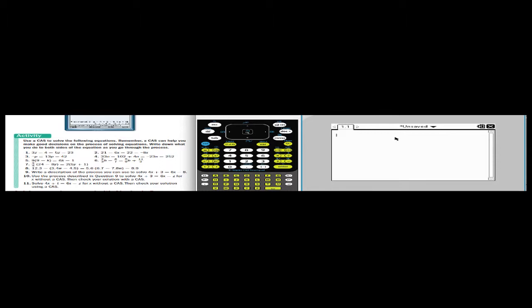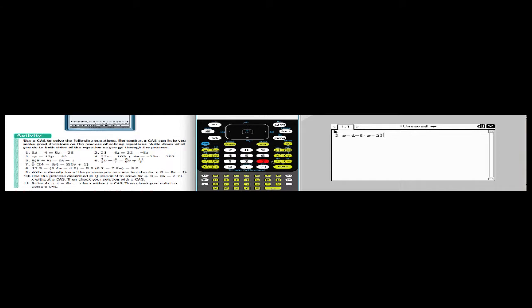So let's start with number 1. And so we've got, let's see, 3 times z, z is our variable, we'll use that, minus 4. And that equals 5 times z, 5 times z minus 23.